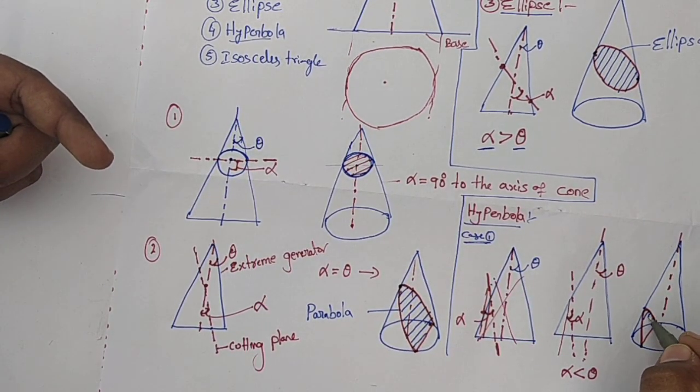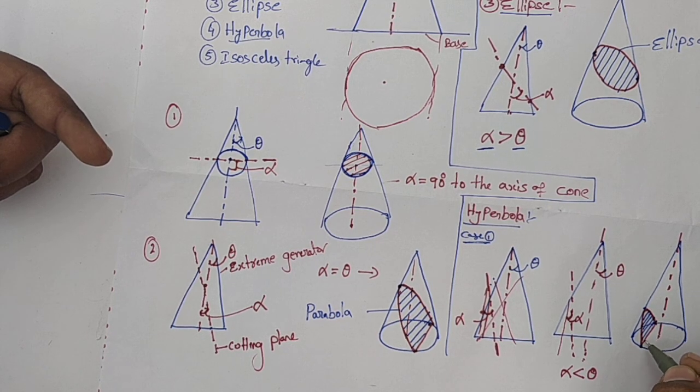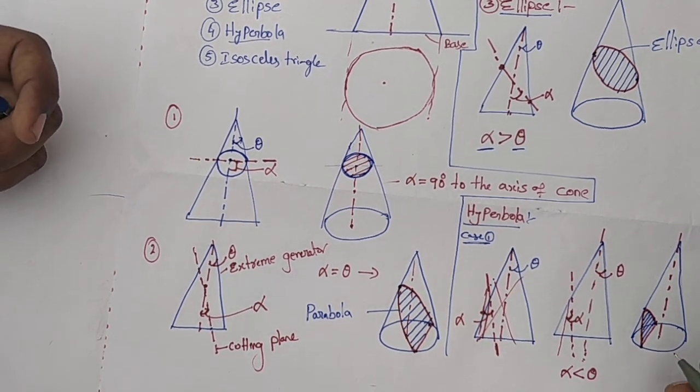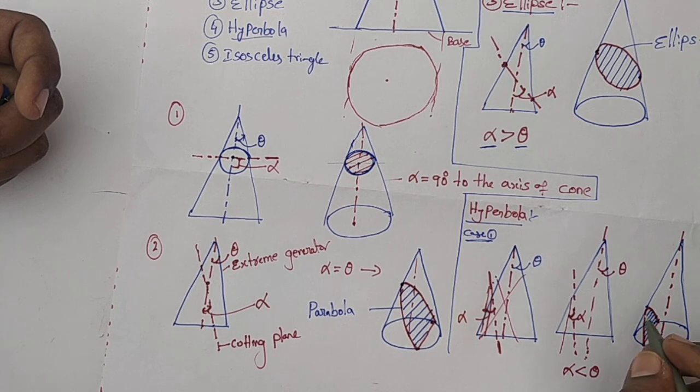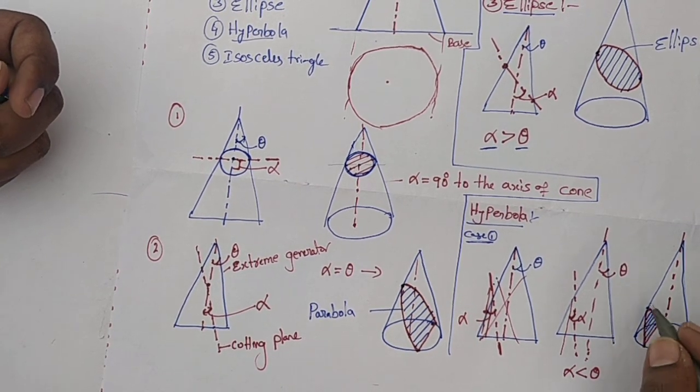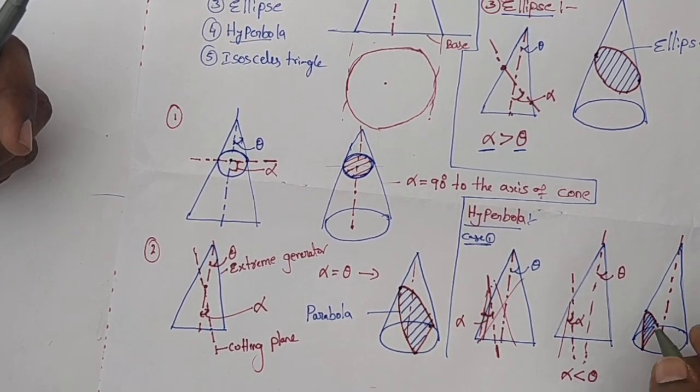Due to the cutting of the cone with a cutting angle less than theta, we form one curve. That curve is known as hyperbola.